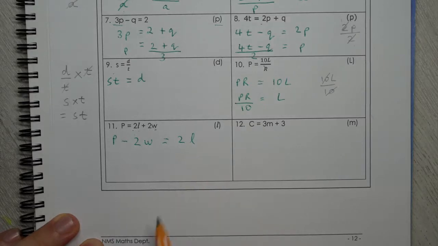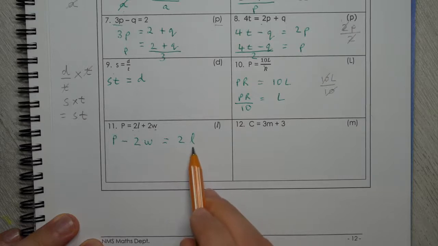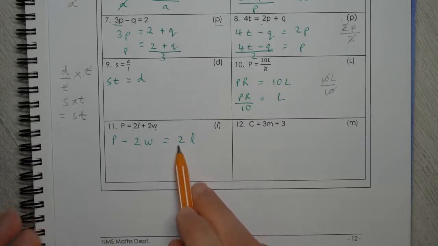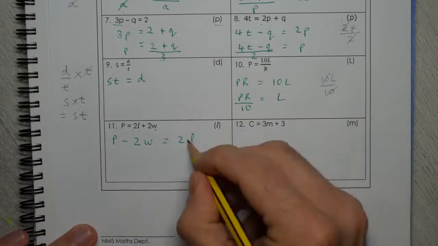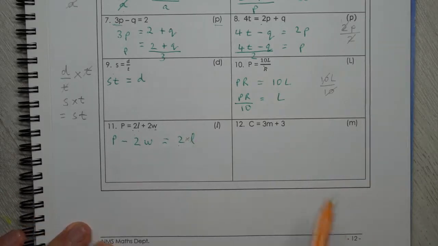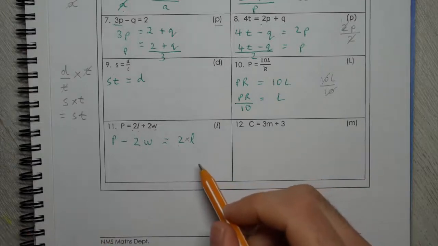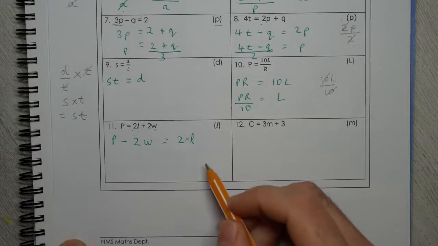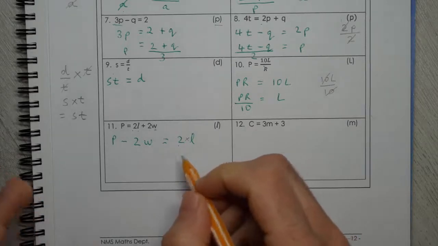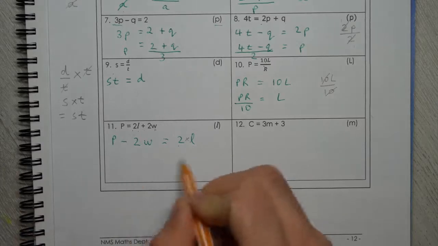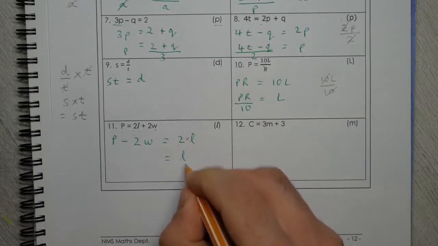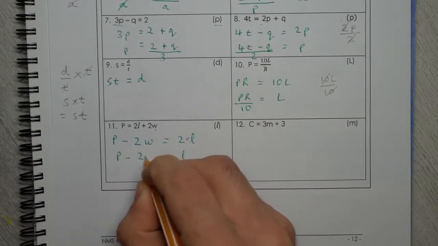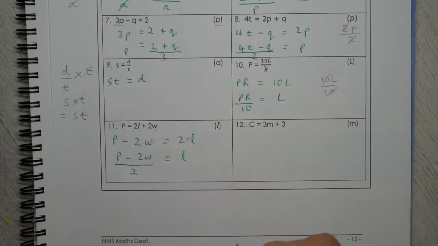Now, we need L, the subject of the formula, but we have 2 times L. Since the 2 is attached to L with a multiplication sign, the inverse of the operation of multiplication is division. So we have to divide both sides with 2, so that from here we eliminate this 2 and end up with L. So L is equal to P minus 2W on 2.